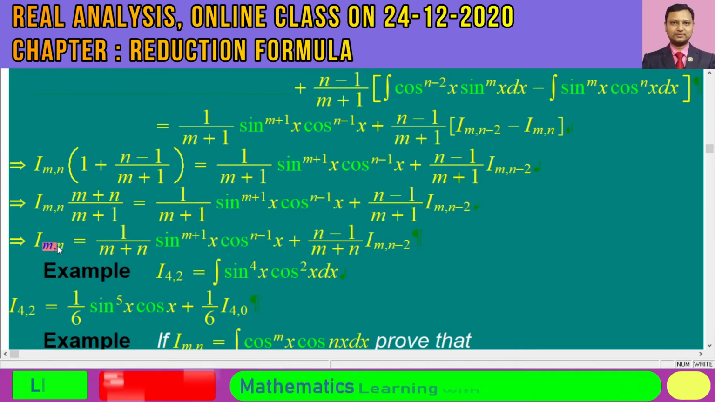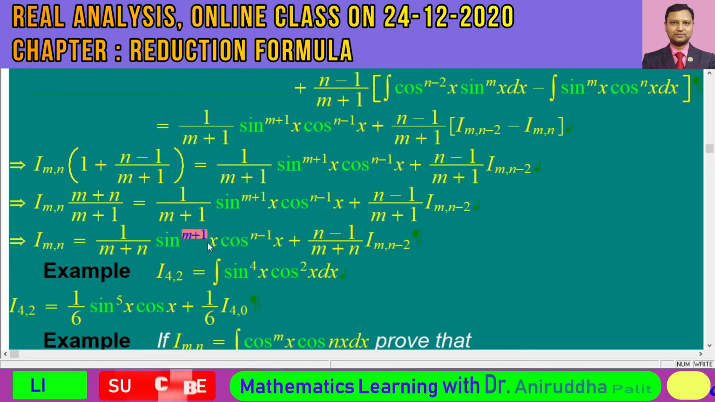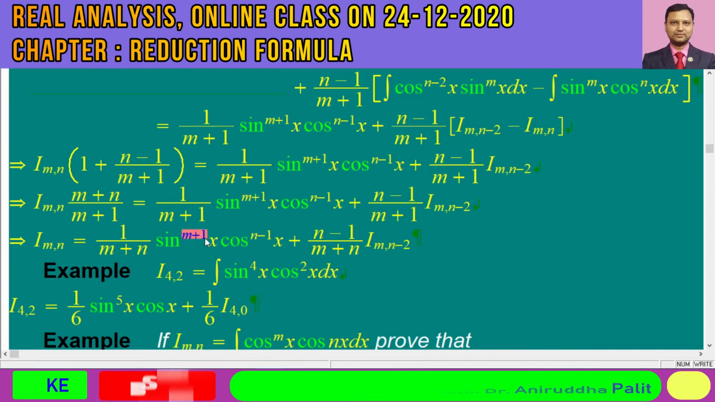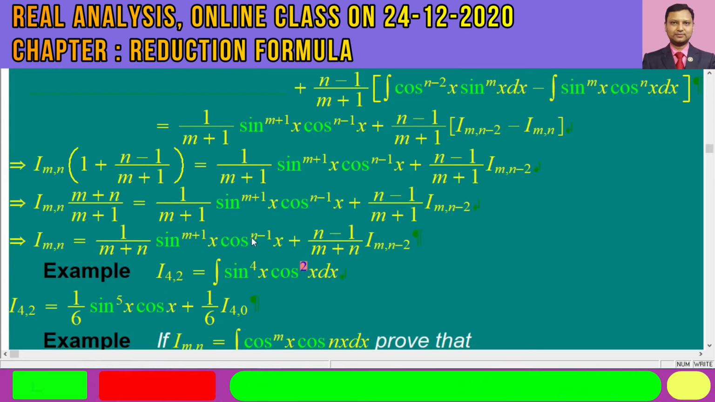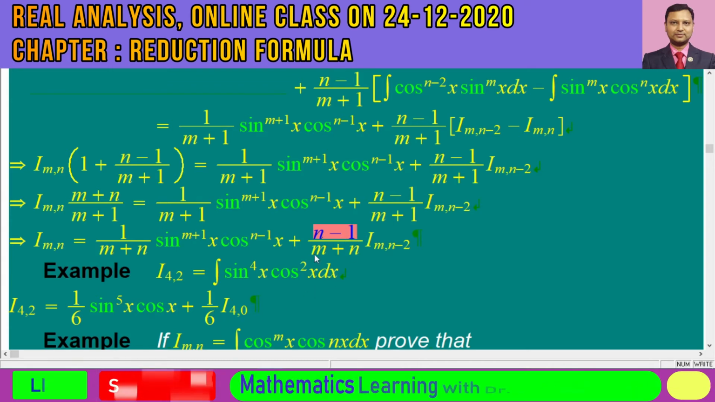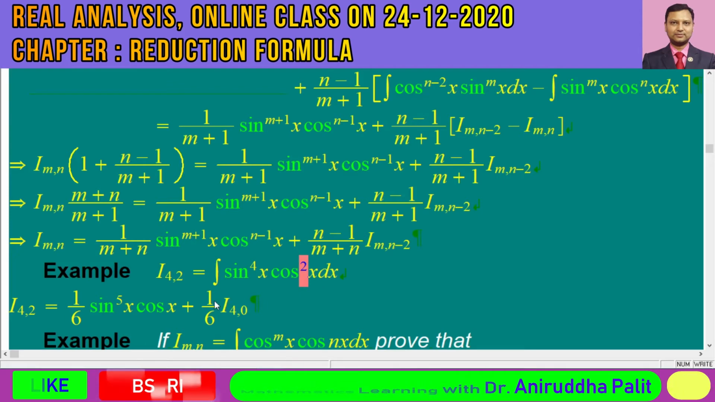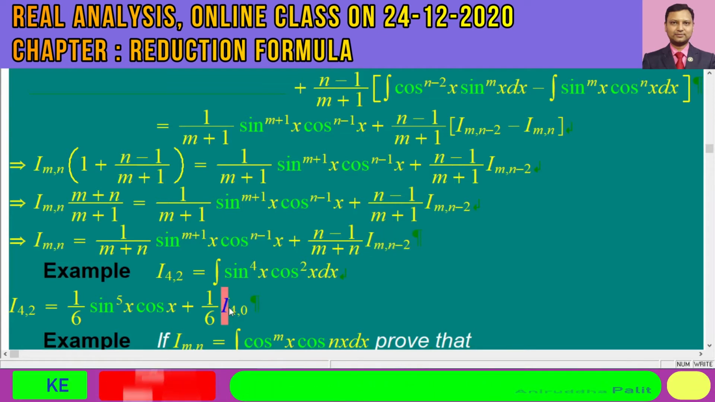So if you put m is equal to 4 and n is equal to 2, you will get this kind of result: 1 by m plus n, that means 4 plus 2, that is 1 by 6, sine to the power of m plus 1. m means 4, so sine to the power of 5x dx. And then n is equal to 2, so cos to the power of n minus 1, that is 2 minus 1, that is simply cos of x dx, plus n minus 1 divided by m plus n. n is equal to 2, so n minus 1 means simply 1 on the numerator, and m plus n is equal to 6. And then I m comma n minus 2, you will get I4 comma 0.